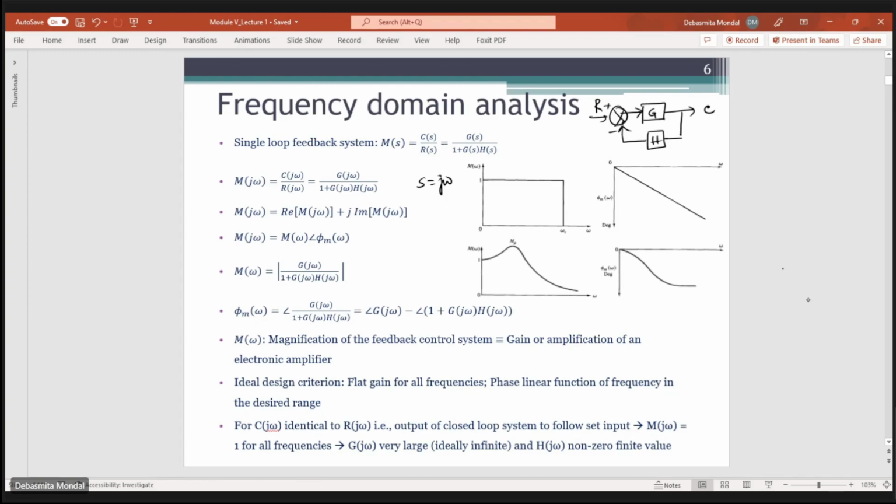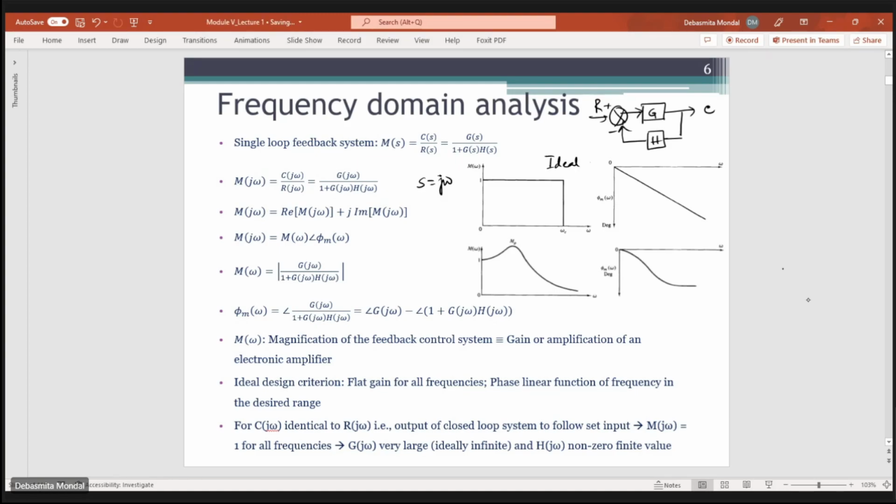Okay, and in order to have this value of M(jω) equal to 1, if you see from here, that means the value of G(jω) should be very large compared to H(jω), right? If the value of G(jω) is very large compared to H(jω), you can simply ignore this component H(jω) and 1, and this right hand side will be equal to 1. So this is the ideal condition, that G(jω) should be very large, ideally infinite, which is practically not possible obviously, and the value of H(jω) should be a non-zero finite value. But these are for the ideal conditions.